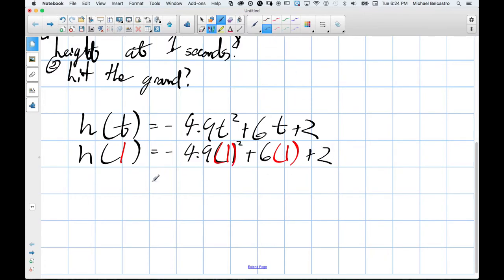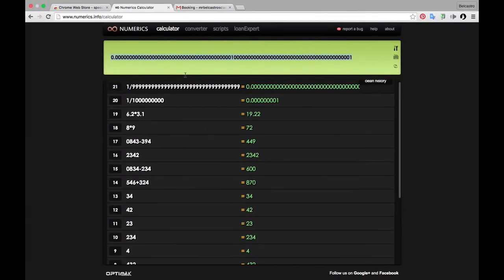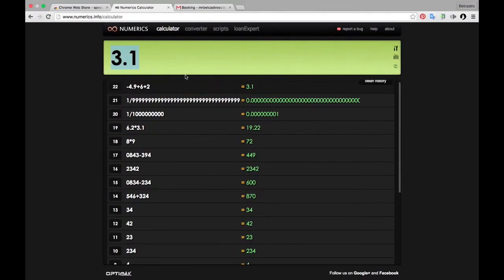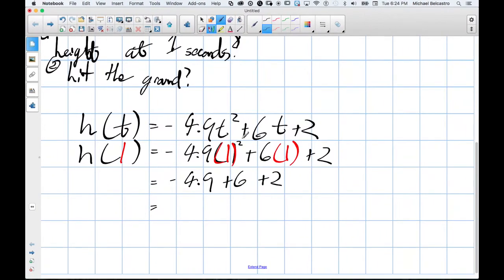So what we're doing is essentially just evaluating. 1 times 1 is just 1, and 1 times negative 4.9 is still negative 4.9. 1 times 6 is 6, and then plus 2. So this is going to give us negative 4.9, 6, and 2. Let's do our little calculator here. Negative 4.9 plus 6 plus 2, we said, is equal to 3.3. Oh my gosh, 3.1. Okay, so there's the height of our ball.